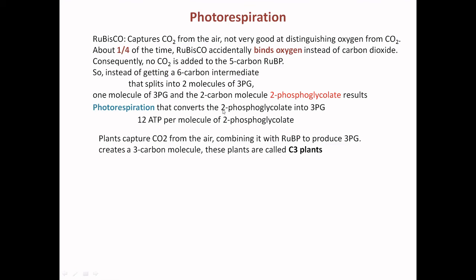In converting this 2-carbon molecule into a 3-carbon molecule, 12 ATP are used per molecule of 2-phosphoglycolate. So this costs the plant a lot of energy, but the plant captures CO2 from the air, combining it with RuBisCO to produce 3-PG, a 3-carbon molecule. These plants are called C3 plants because they use 3-carbon molecules.